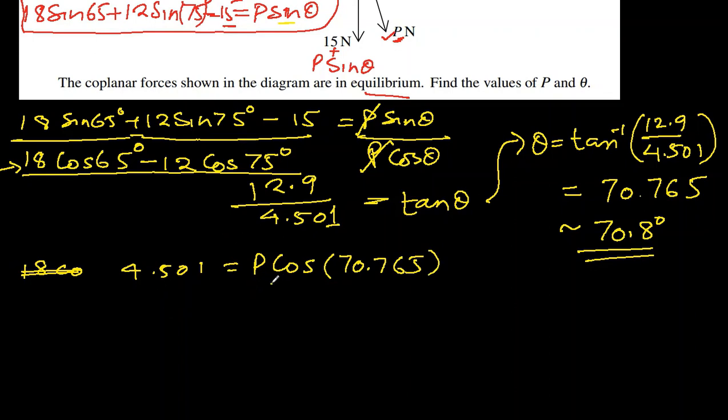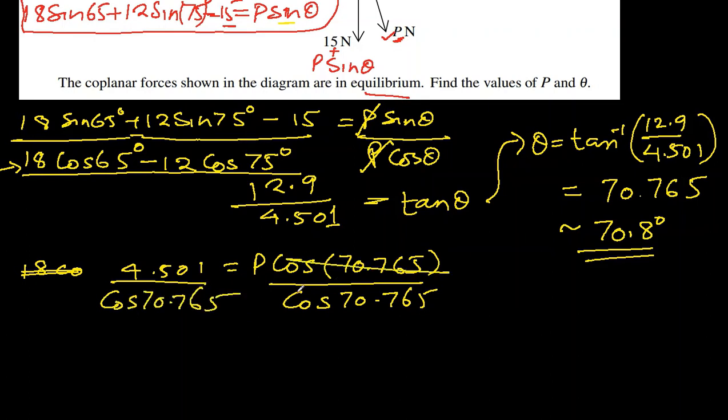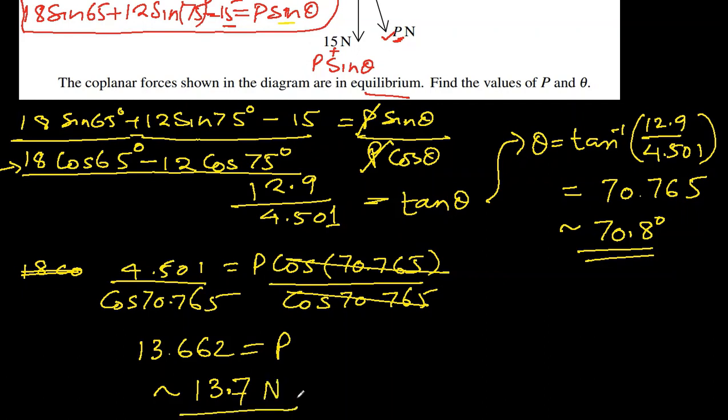So both sides will divide by cos 70.765 and cos 70.765, so that this cancels out. We are left with only P, and after 4.501 divided by cos 70.765, I get 13.662, which can be rounded off to again 3 significant figures, 13.7 newtons. This is the answer for this one.